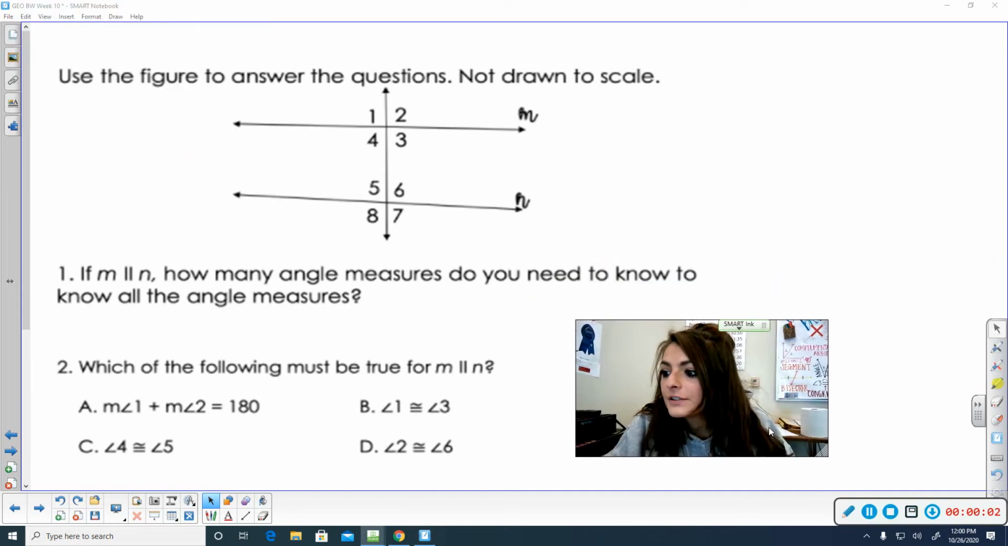Alright, we are going to use the figure to answer the question. The figure is not drawn to scale, so we're not going to use a protractor or a ruler to measure any angles or lengths. But we are going to use the figure to answer the question.